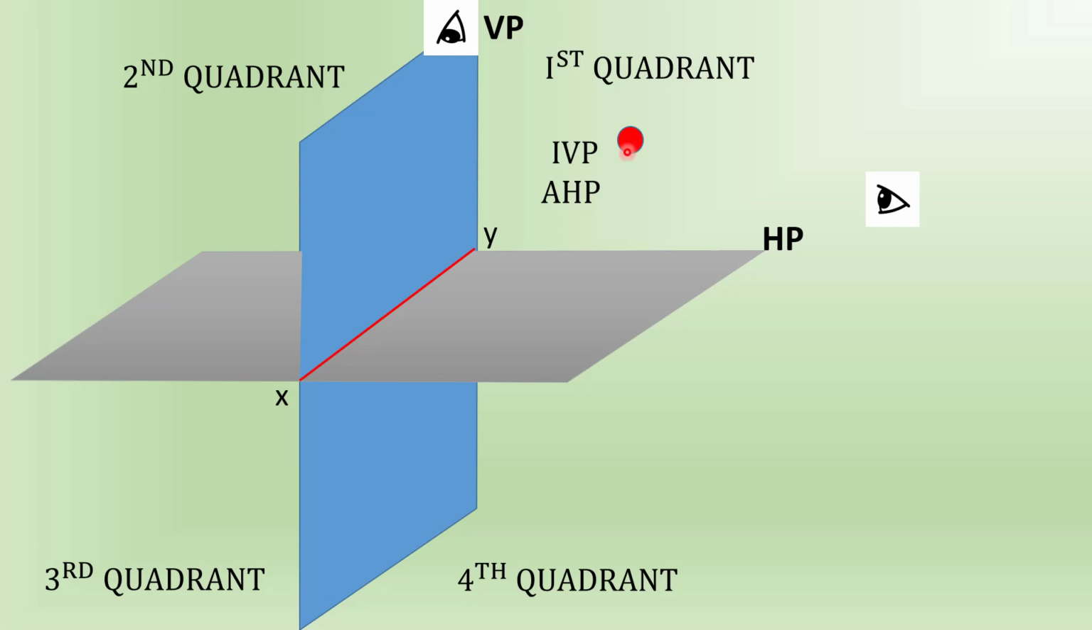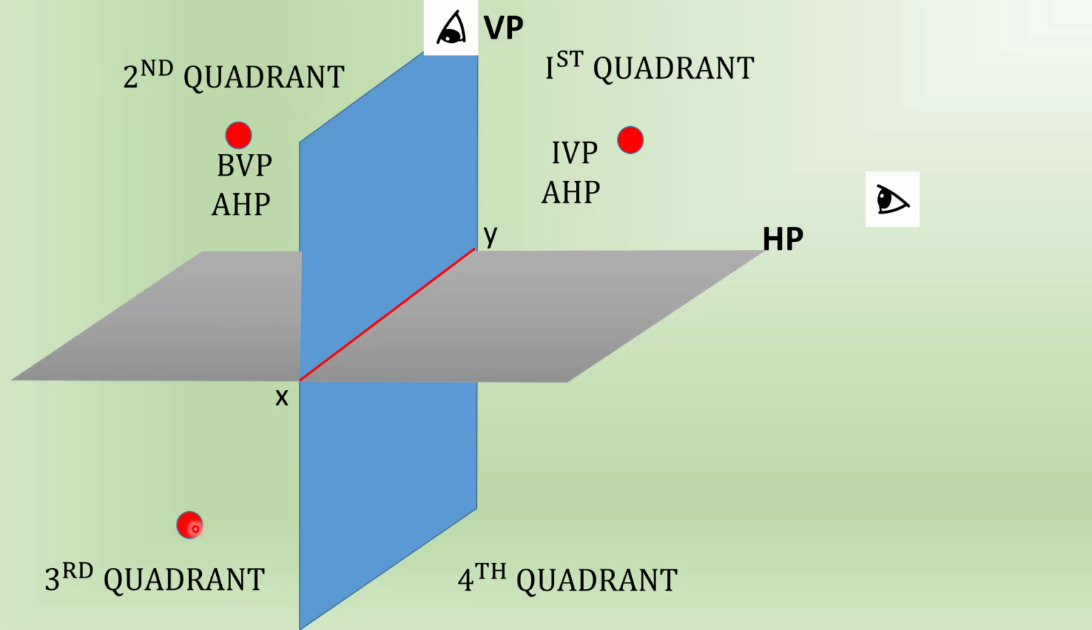Similarly, if a point lies in the second quadrant, that is somewhere here, we can say that the point is behind VP and above HP. So if the point is behind the vertical plane and above the horizontal plane, then we can say that the point lies in the second quadrant.